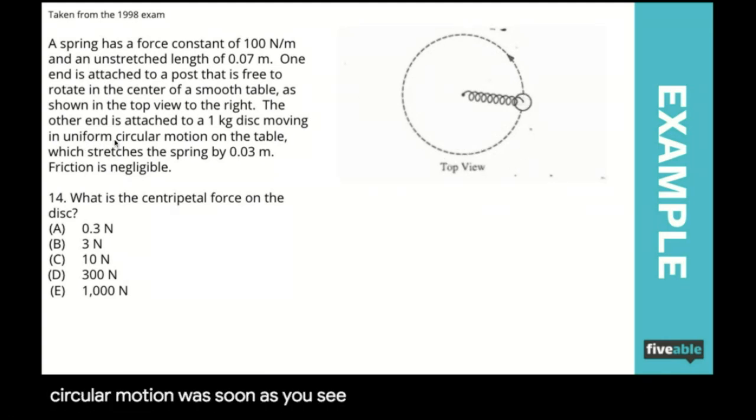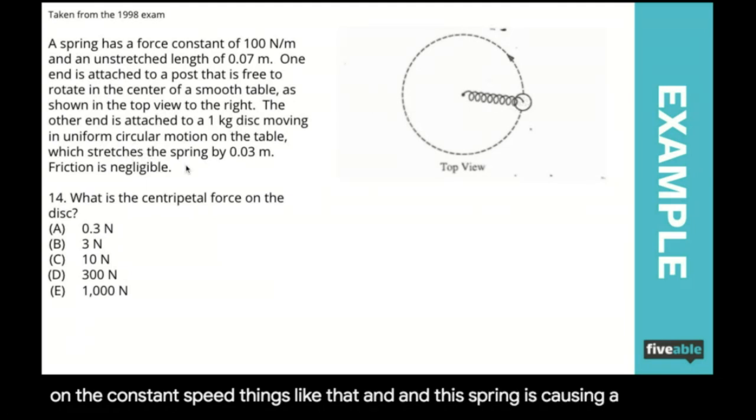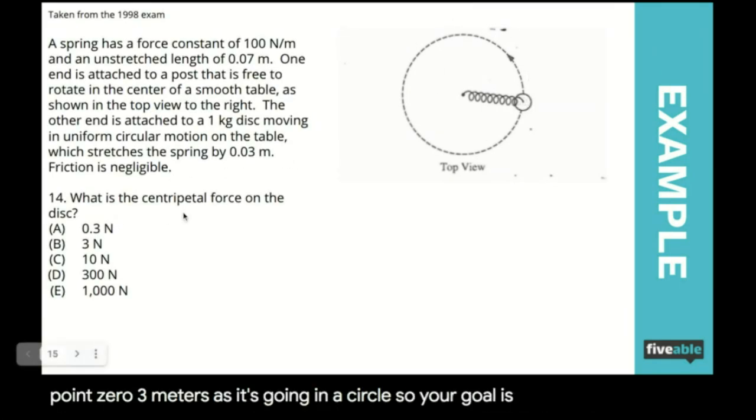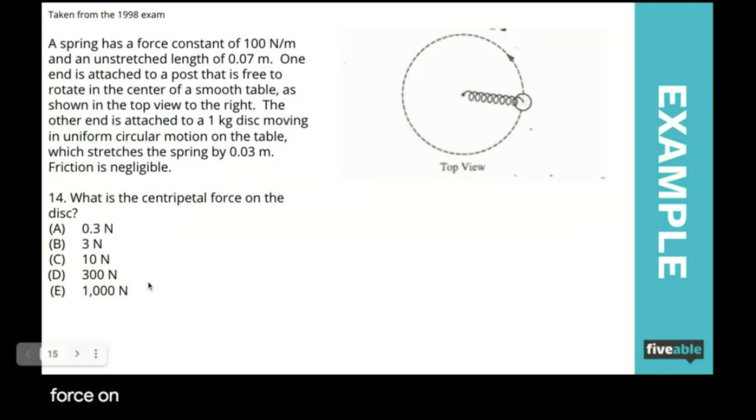As soon as you see uniform circular motion, that's going to tell you a lot of stuff. That's going to tell you that the only net force is whatever's making it go in a circle. It's telling you it's moving at a constant speed, things like that. And this spring is causing a, I'm trying not to give it away, actually. We've got the spring. It's going to stretch by 0.03 meters as it's going in a circle. So your goal is to find the centripetal force on the disc.